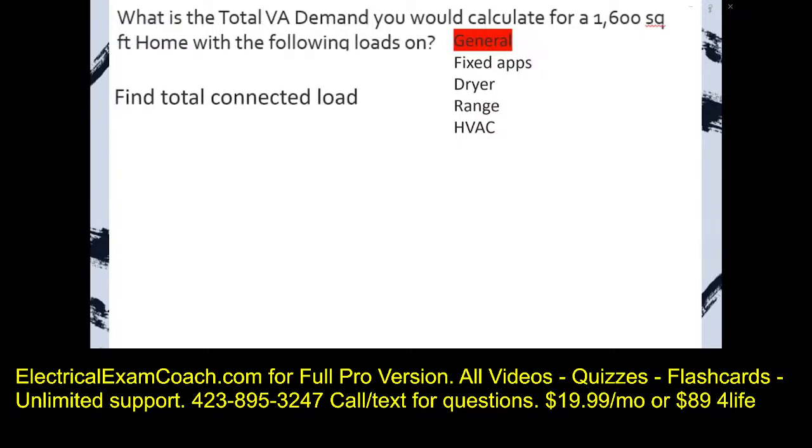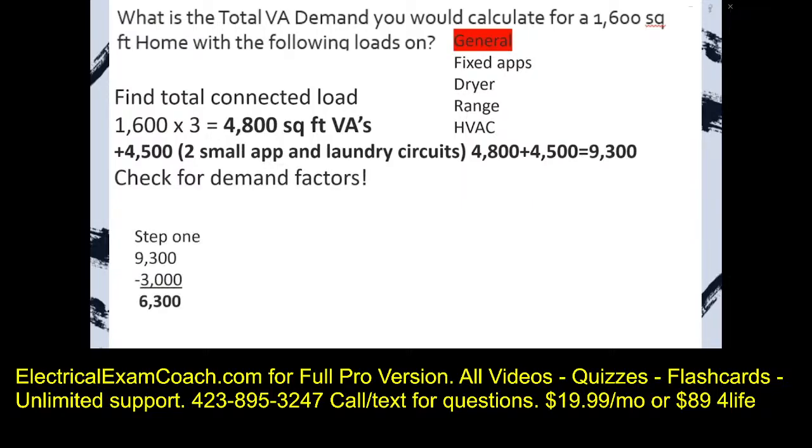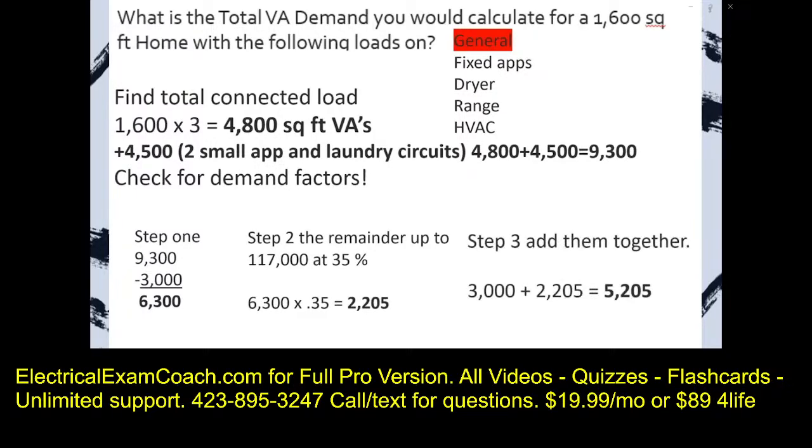Step 1 is to find our general lighting and receptacle loads. We're going to first find our total connected load. We take our 1,600 square foot multiplied by 3. That gives us 4,800 square foot VAs. Now we add on our 2 small appliance and 1 laundry circuit, which is 4,500. That gives us this total connected load of 9,300. Now we check for demand factors. Step 1, we're going to take the first 3,000 at 100%. We're going to take that remainder at 35%. Then we take the 2 and total them back together. And we're going to put that over here on the right-hand side.